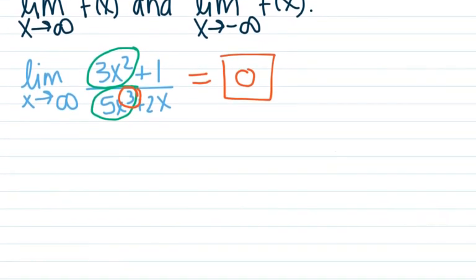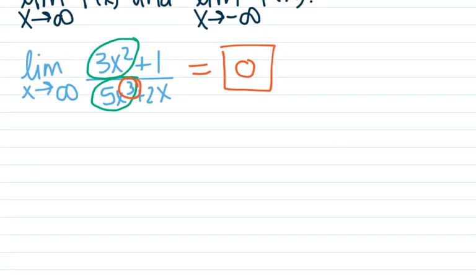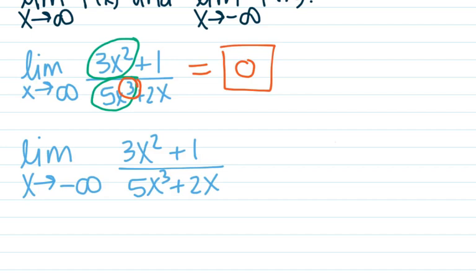Okay, so now we're going to do it as we go to negative infinity. And this time we're going to go a lot faster because now we know what we're looking for. We're going to have a 3x squared as our dominant part of the numerator, 5x cubed in the denominator. Again, cube wins over squared.